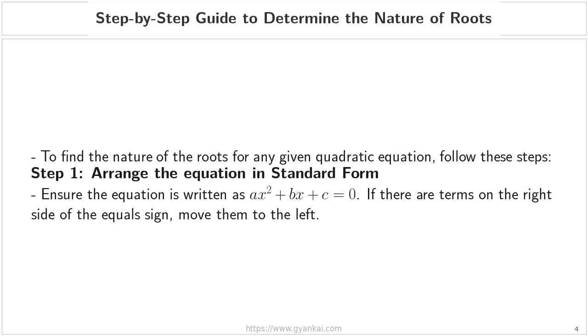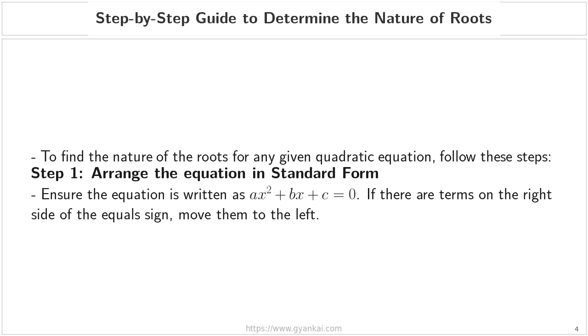Step 1. Arrange the equation in standard form. Before you do anything else, look at your equation and ensure it is written in the form ax squared plus bx plus c equals 0. If you see any terms sitting on the right side of the equals sign, move them over to the left side by performing the opposite operation. This is crucial because if the equation isn't set to 0, your values for a, b, and c will be incorrect.